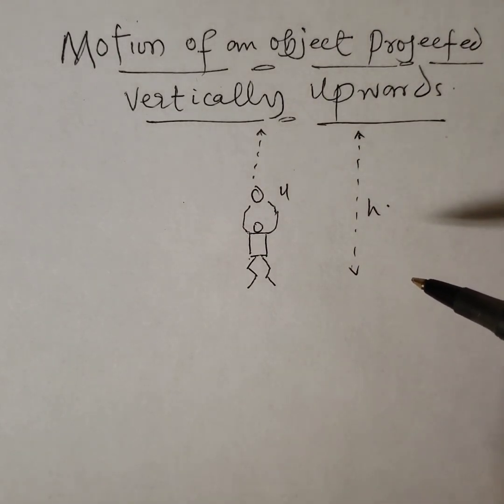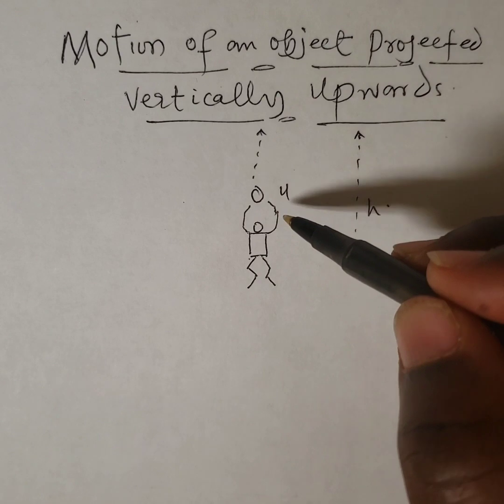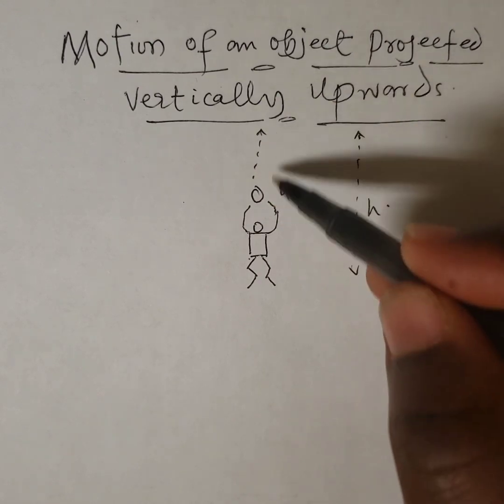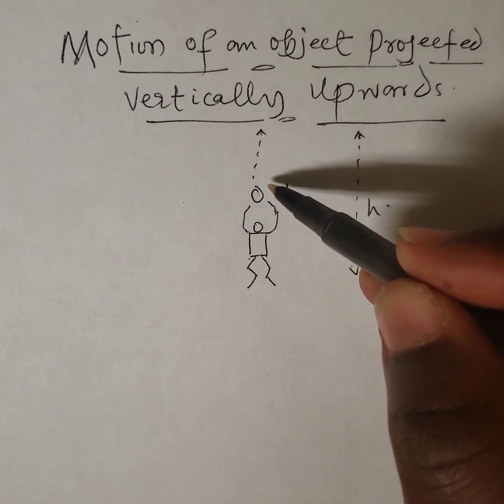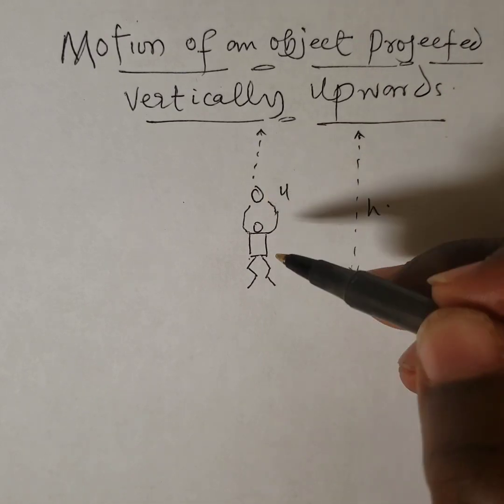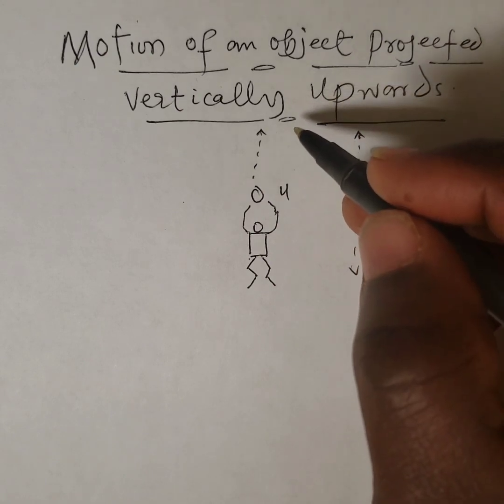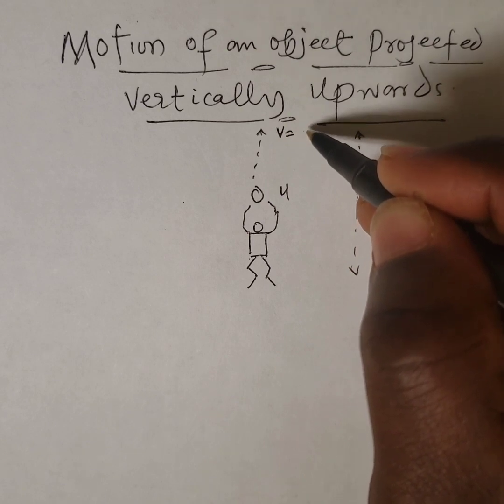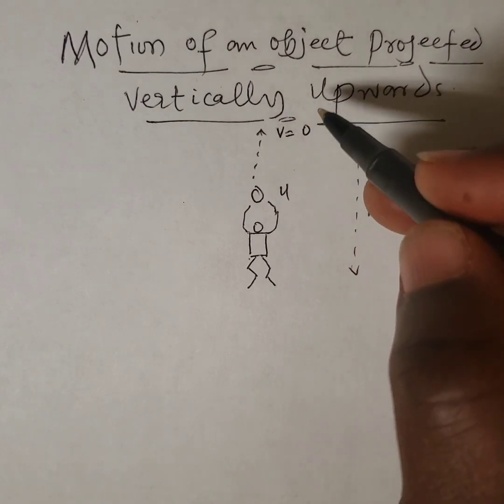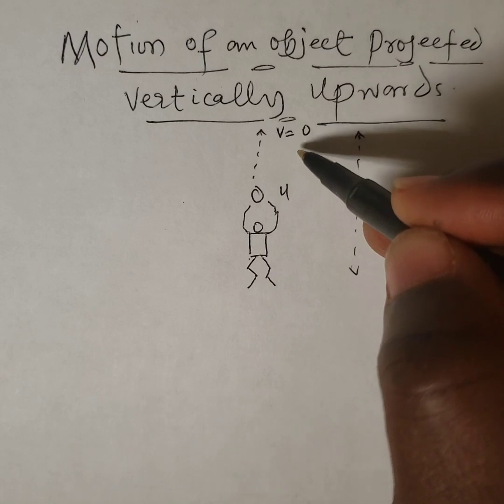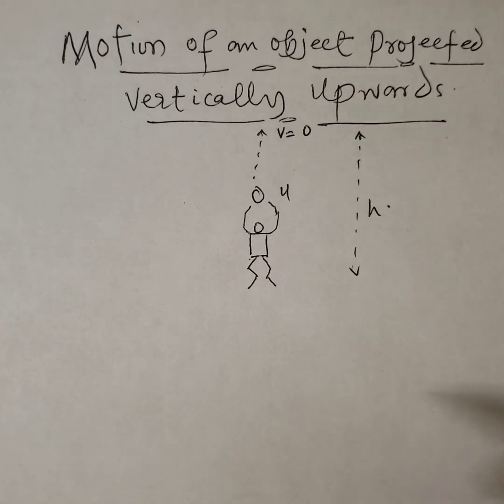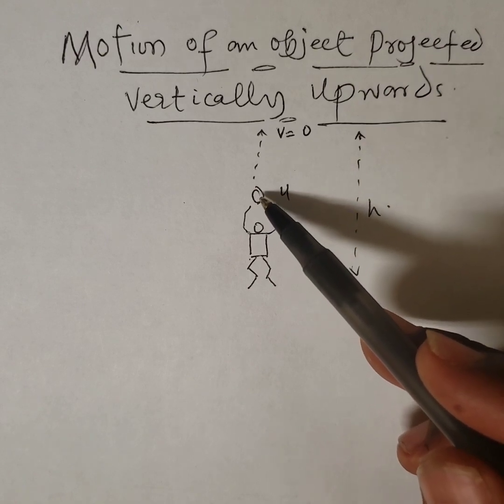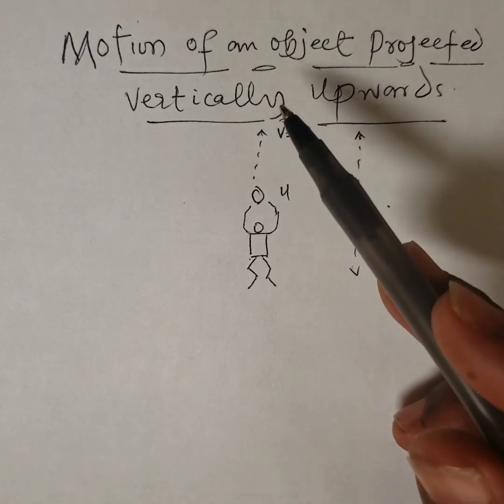Okay, now as this object travels, gravity impacts its upward motion. It slows it down until, let's say, it gets to the maximum height here, where the final velocity v becomes 0 and the stone returns to the ground. Now we want to describe the motion of this object as it travels upward.